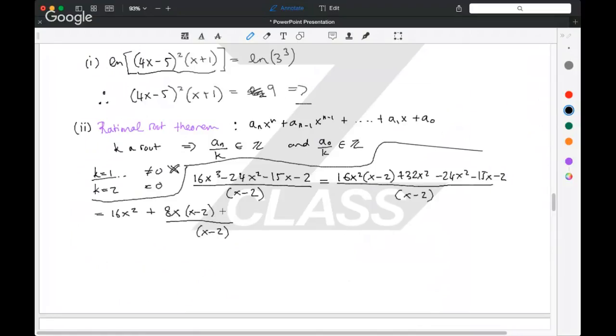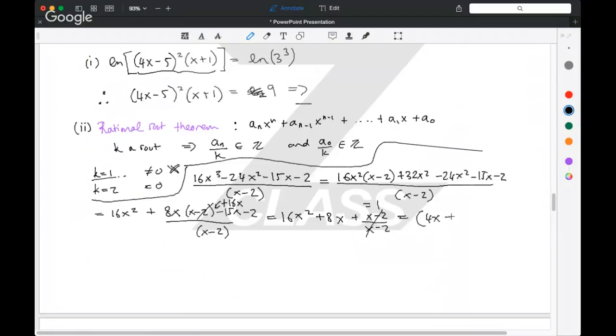X minus 2 minus 15x minus 2, which is equal to, and now I can take this out by cancelling it, so I get 16x squared plus 8x, and oh sorry, I forgot to add plus 16x because I've generated an extra 16x here. So 16 minus 15 is 1x, so it's plus x minus 2 over x minus 2, and I'm sure you're happy that that's equal to 1. And there we go. Now we've got a quadratic, and it's happily a very easily solved quadratic.